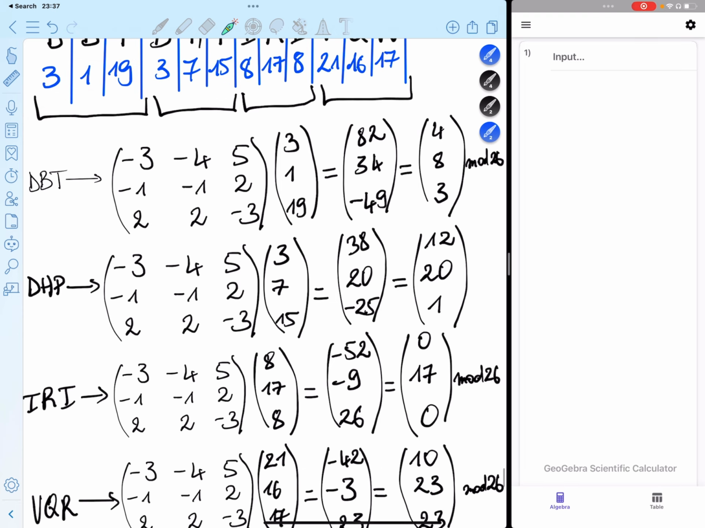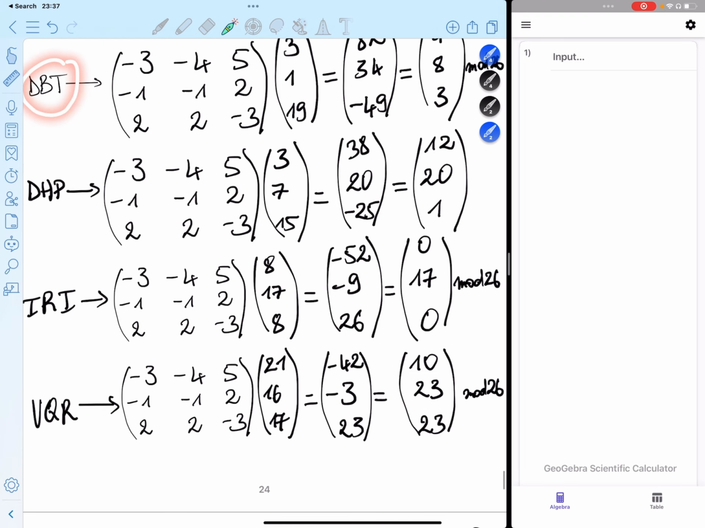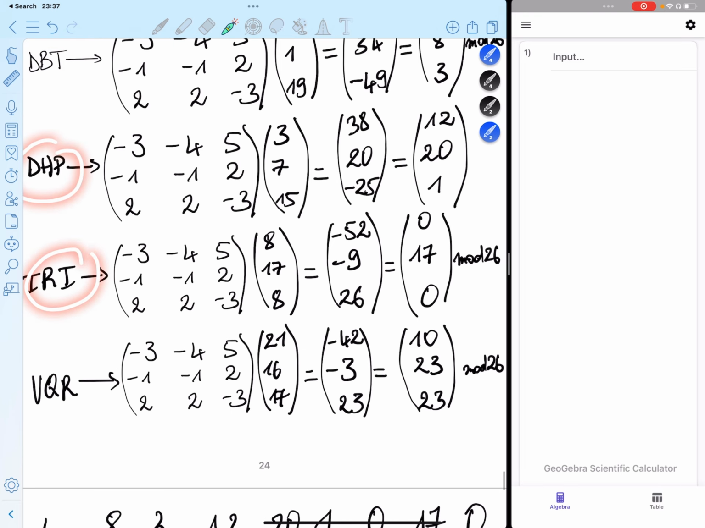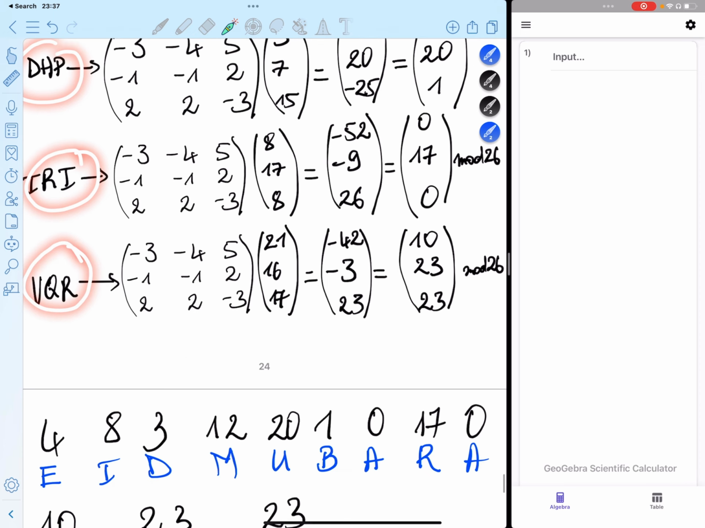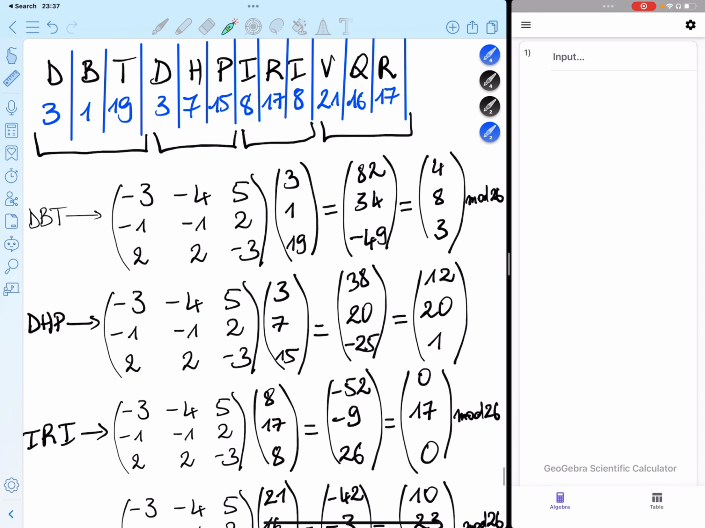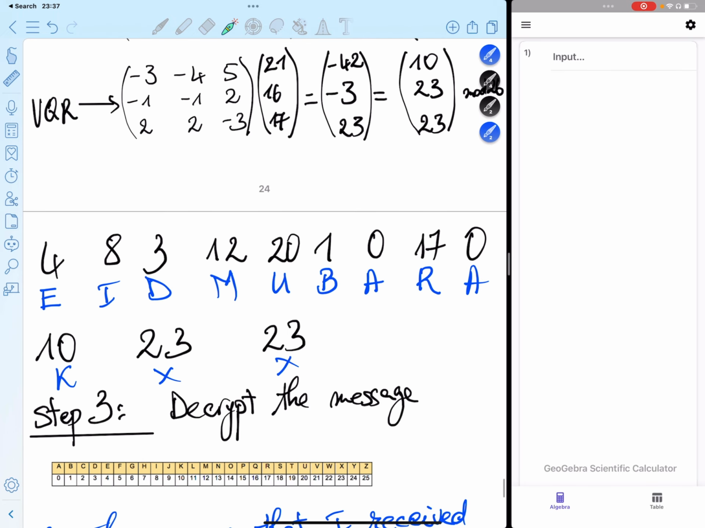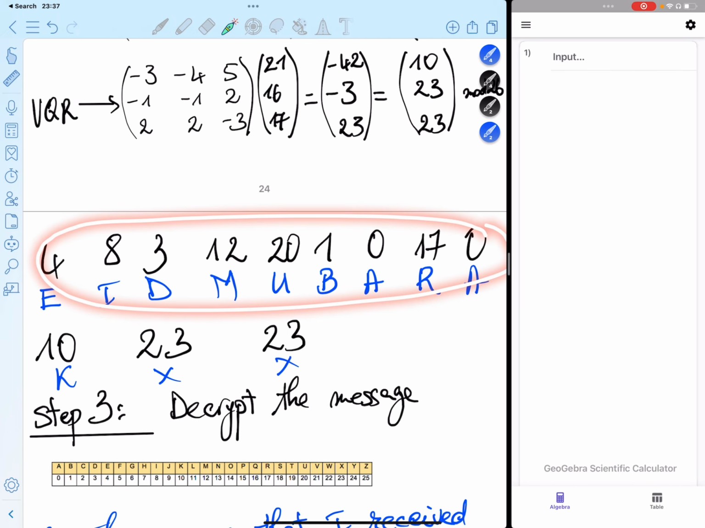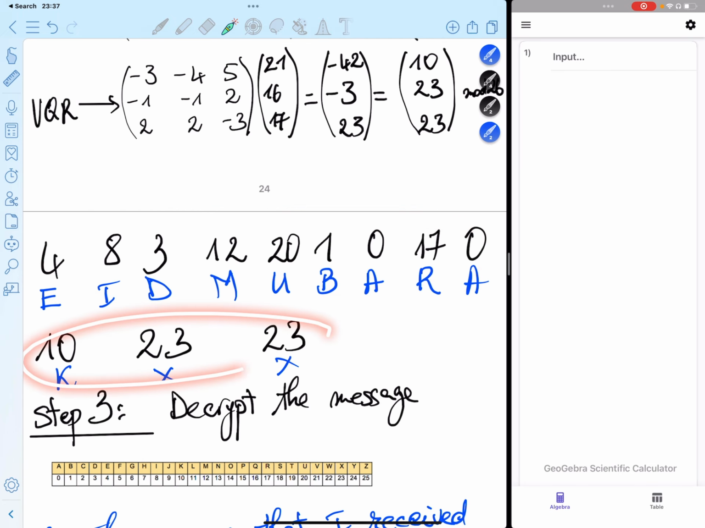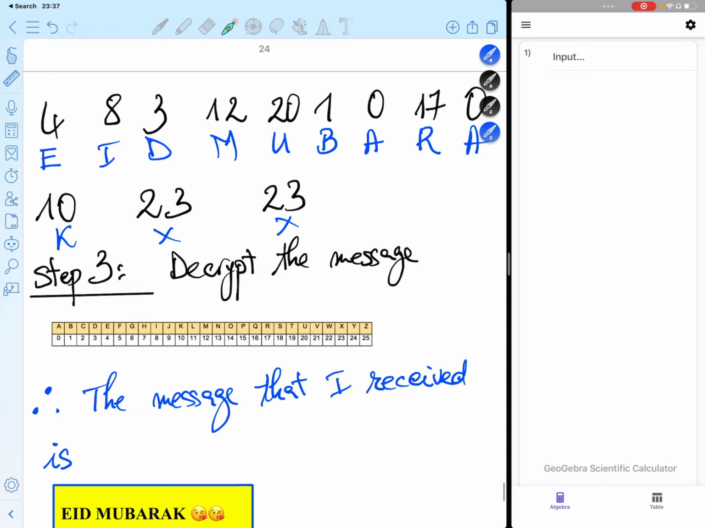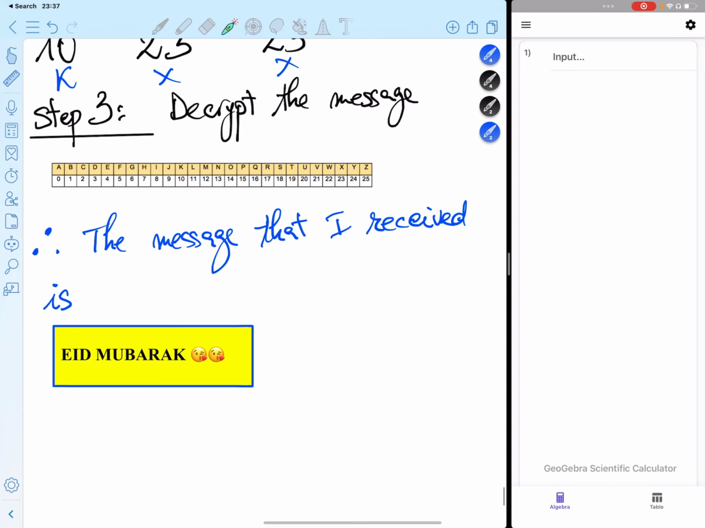So I decrypted first DBT, DHP, IRI, VQR, and then the result modulo 26. I put them down, I numbered them, and I realized that the message I have been sent was Eid Mubarak. So I have decrypted the message, and this is the result.